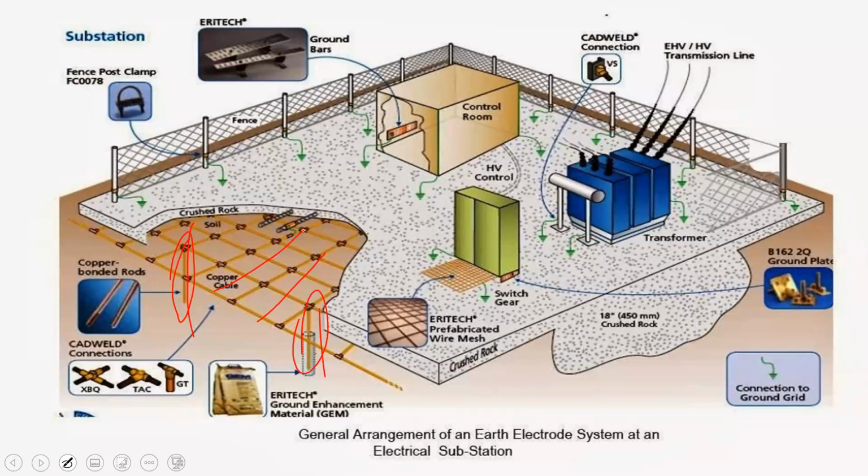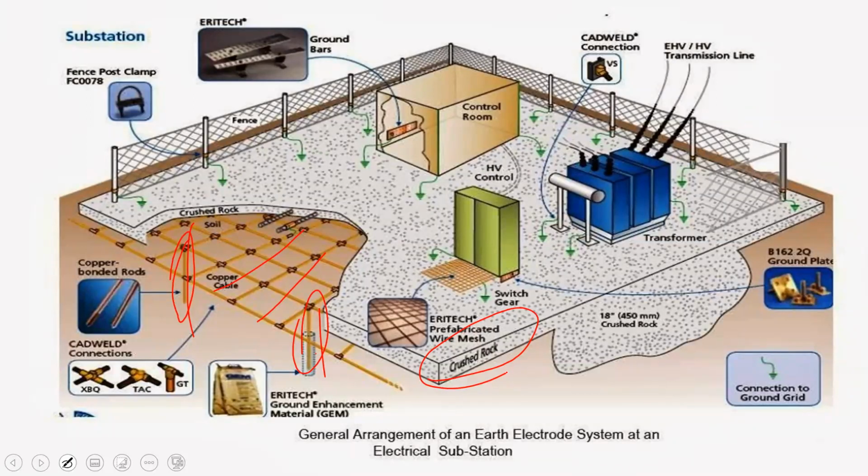Now, what you'd also note is that they have crushed rocks here. What those crushed rocks do is not necessarily reduce the resistance of the grid. What they do is increase your step and touch potential.